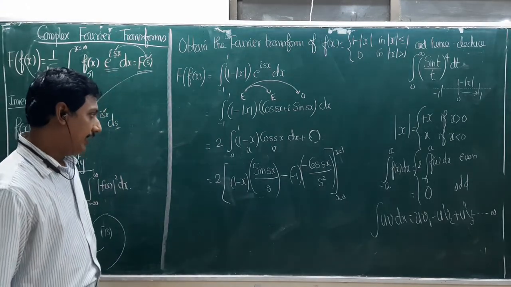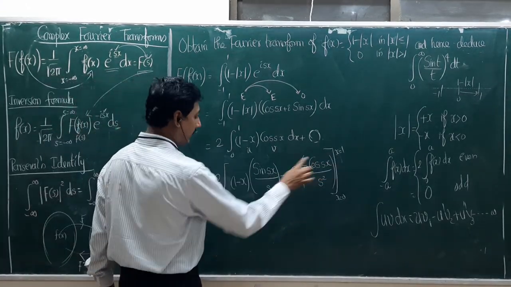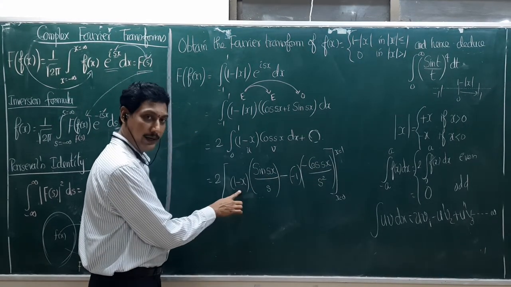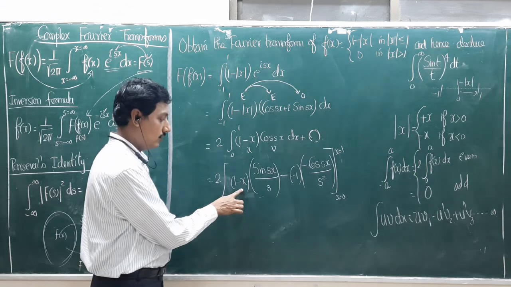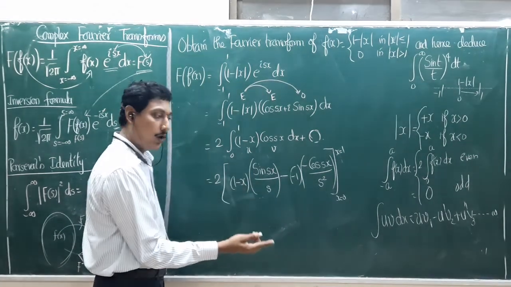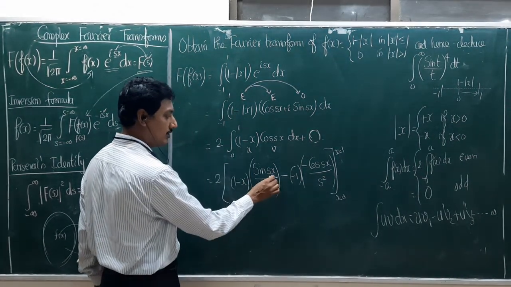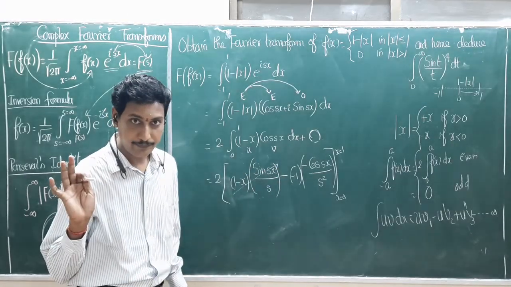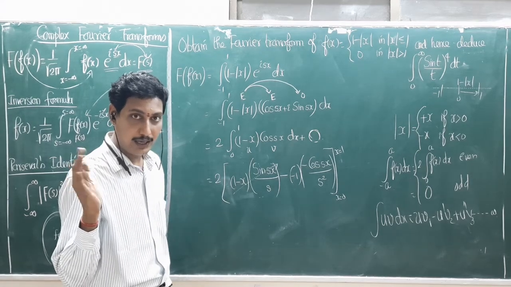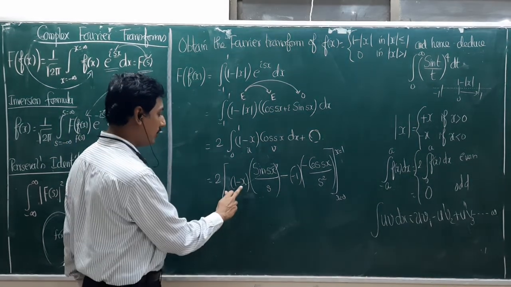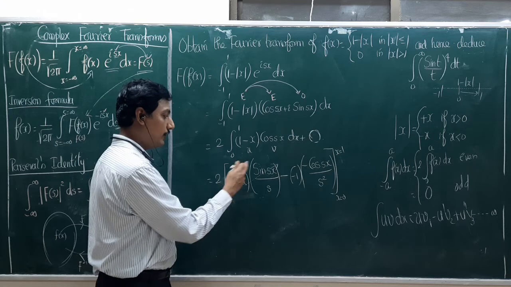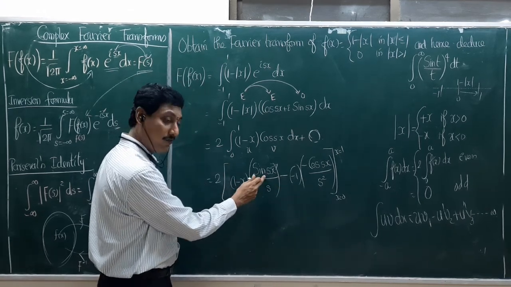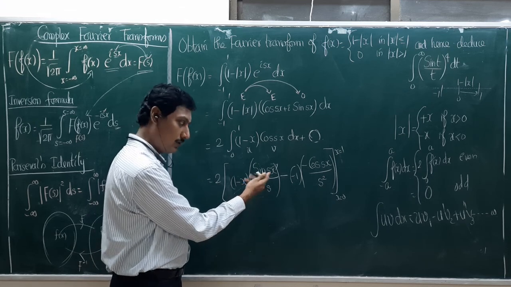Clear? If I substitute x equal to 1 in the first term, what do I get? 1 minus 1 is 0, so 0. What about when x equal to 0? Sine 0 is 0, so this term is completely 0 for both the upper and lower limit. Got it? So I can simply omit the first term. When x equal to 1, 1 minus 1 is 0. When x equal to 0, 1 minus 0 is 1, but here unfortunately sine 0 is 0, so this term is 0.